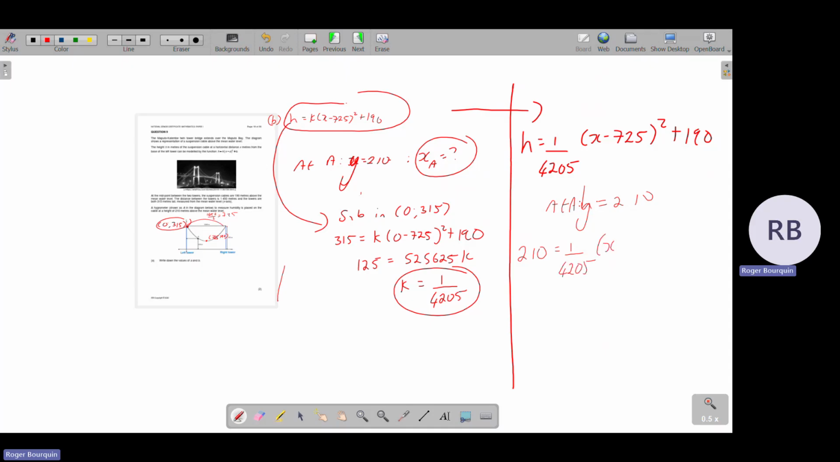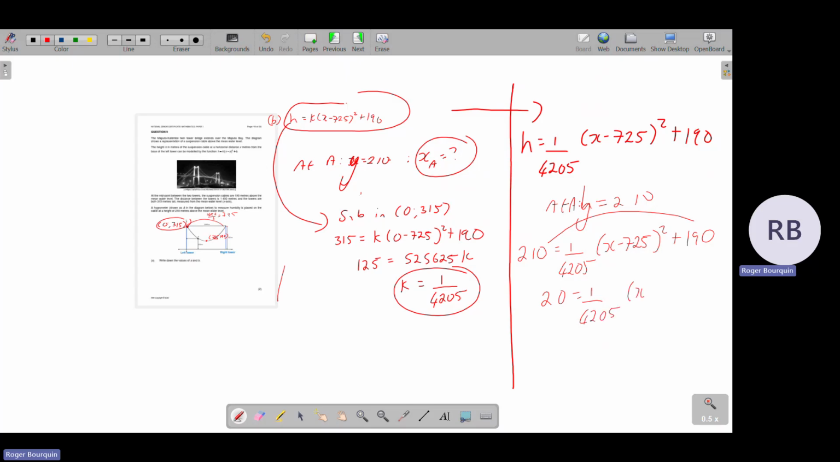Okay, (x − 725)² + 190, right? The way I did it, and there are various ways you can do it, I would go 210 minus 190, times 4205. I don't want that fraction there. You with me? So I said 210 minus 190, right? That gives me 20 is equal to that.